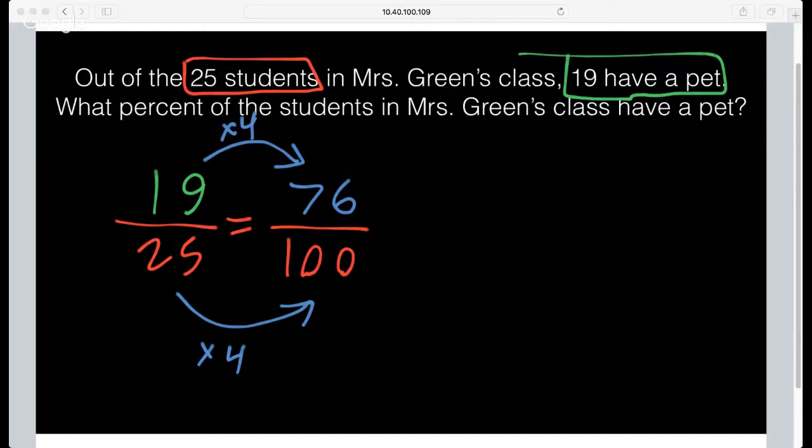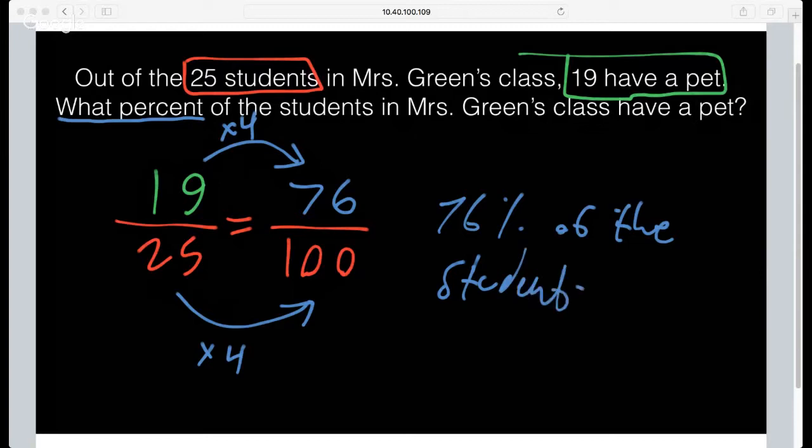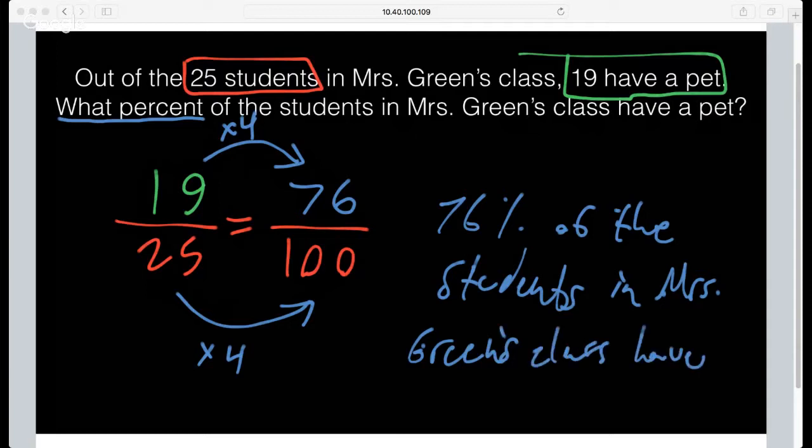And lest I don't do what I just said before, answer the question, Mr. Reichert. What percent of the students in Mrs. Green's class have a pet? 76% of the students in Mrs. Green's class have a pet. Okay? All right.